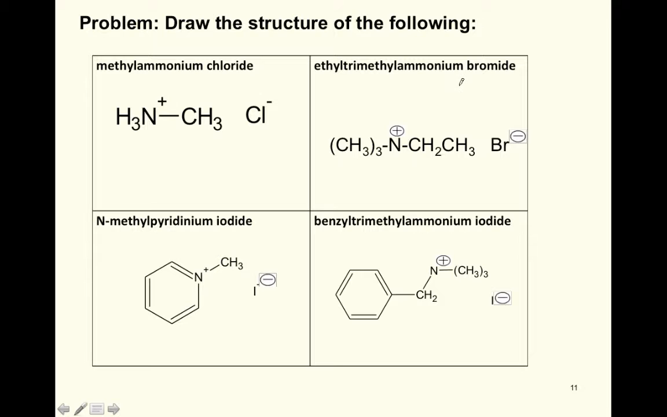Ethyl trimethyl ammonium bromide. I have 3 of the same group, the methyl group. So I went ahead and put them in parentheses and then said 3. I have my ethyl also attached. It has 4 pieces to it. I put my positive charge on my nitrogen and my bromide with its negative charge.